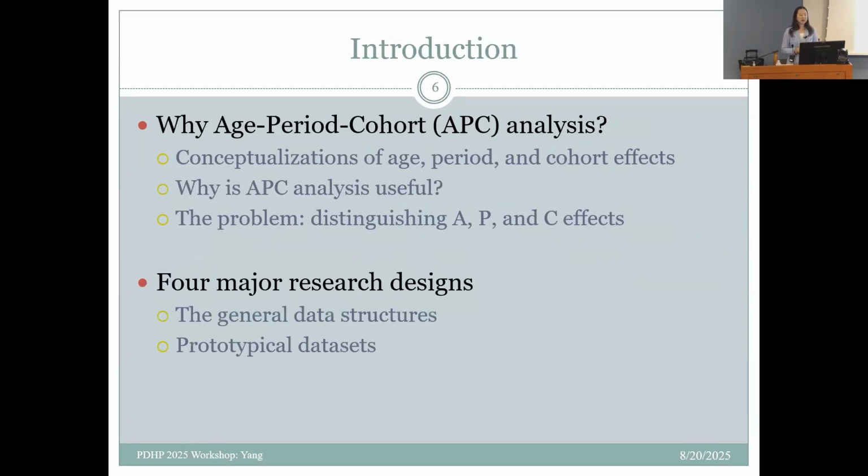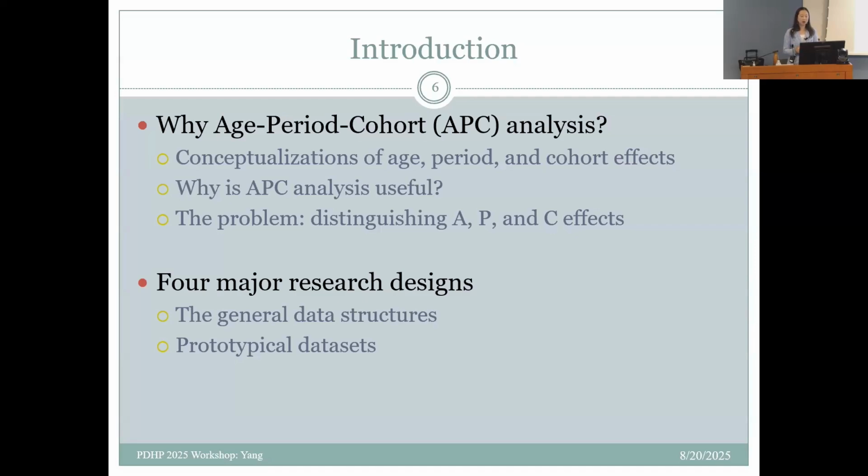And so this is the outline for the intro, the topics I want to cover. So first I want to, again, briefly introduce why we care. Why is APC analysis useful? We first must understand what they stand for, what these effects mean. And so I will give some conceptualizations of these time-related variables, followed by their utility. And then we'll also look at some of the problems of distinguishing these effects in actual analysis.